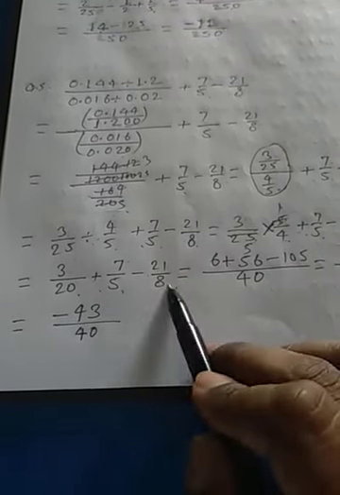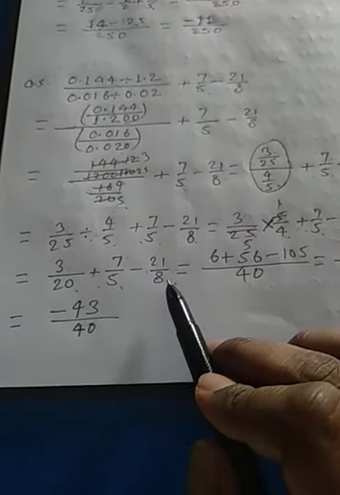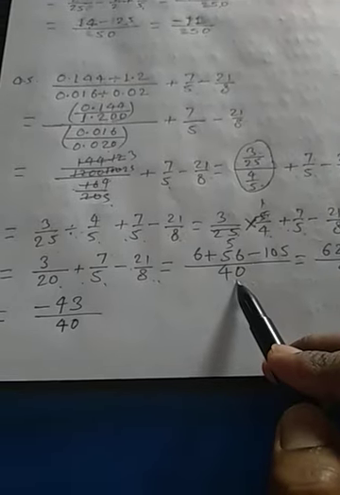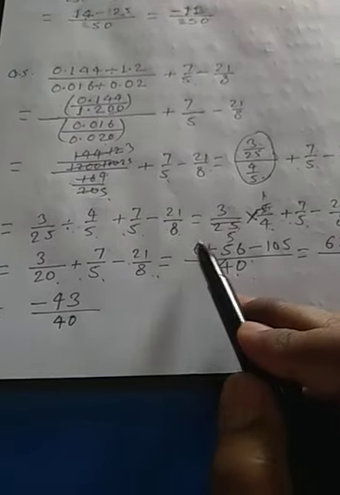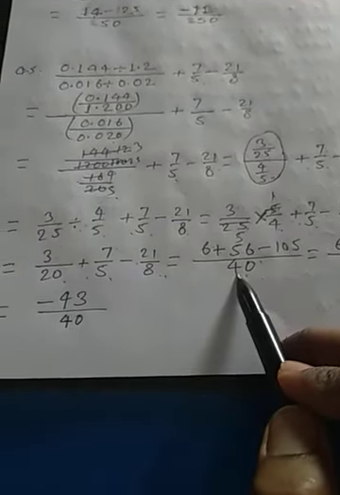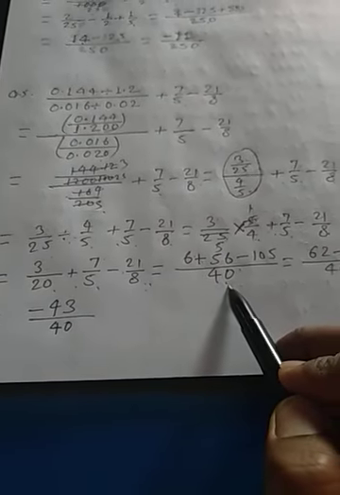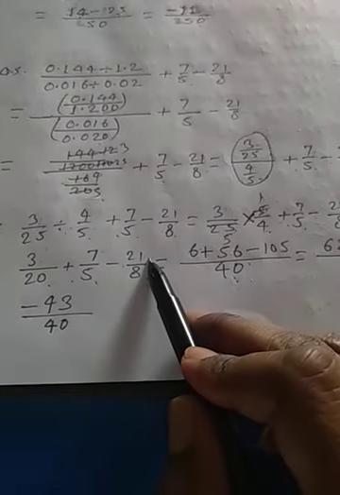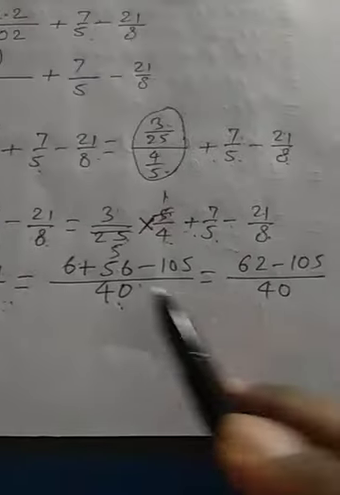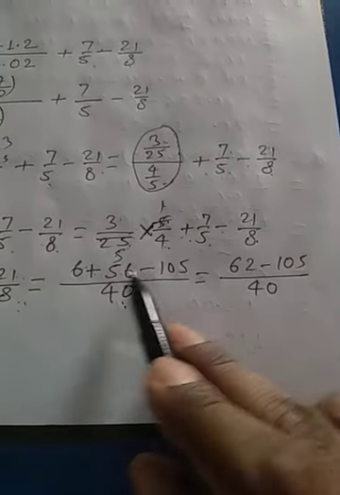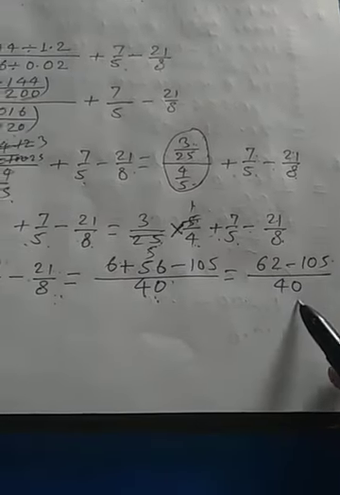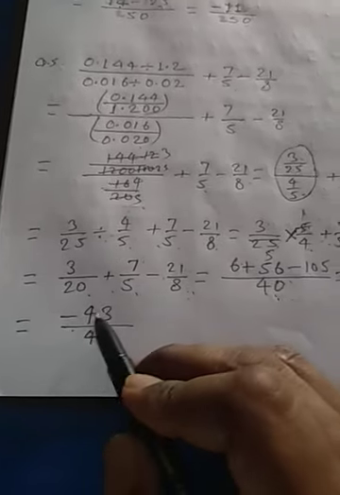Now we have to find the LCM of 20, 5 and 8, that is 40. 20 2s are 40, so 2 3s are 6, 5 8s are 40, so 8 7s are 56, and 8 5s are 40, so 5 21s are 105. That will be 62 minus 105 by 40, and ultimately it will be minus 43 by 40.